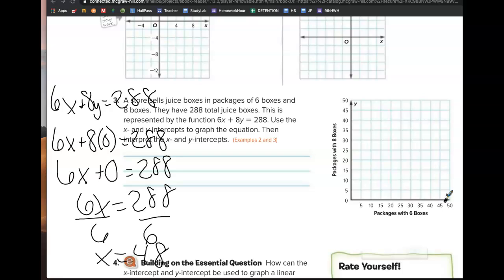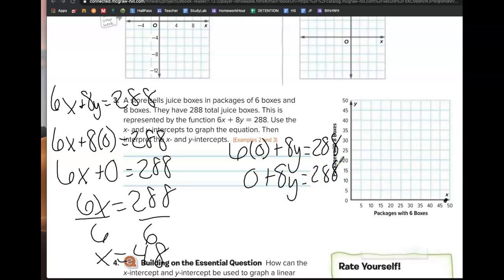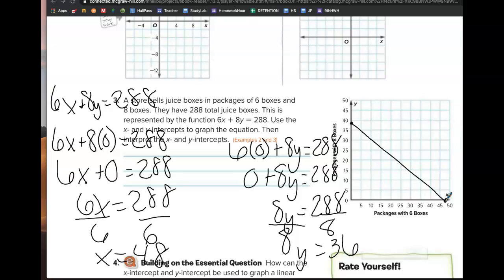How do I solve for the y-intercept? So I plug in what for x? 0. 6 times 0 plus 8y equals 288. That means 0 plus 8y equals 288. So 8y equals 288, divided by 8. 36. Yes. So y equals 36. Okay, so I graph that on the y-axis, okay? And then I could connect my line.